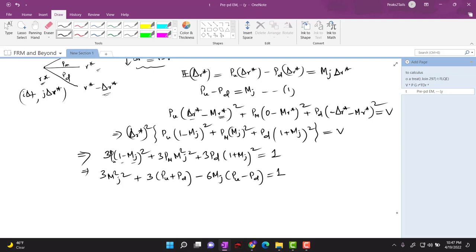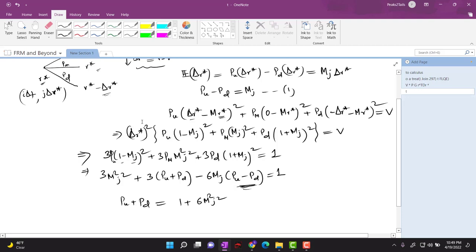And so from this equation, using the result that PU minus PD is equal to MJ from equation 1, I get PU plus PD is equal to 1 plus, this is MJ again, right? So 6 times M square J square minus 3 M square J square whole divided by 3. And this is equal to 1 plus 3 M square J square divided by 3.